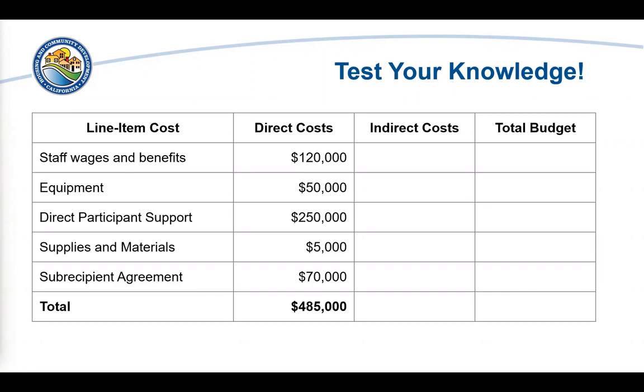So now what you want to do is go through the remaining 4 examples, identify whether or not the cost is or is not a modified total direct cost, and then determine what that indirect cost budget is going to be, and then what the total budget is going to be. And we'll give you just a few moments here to work through this.